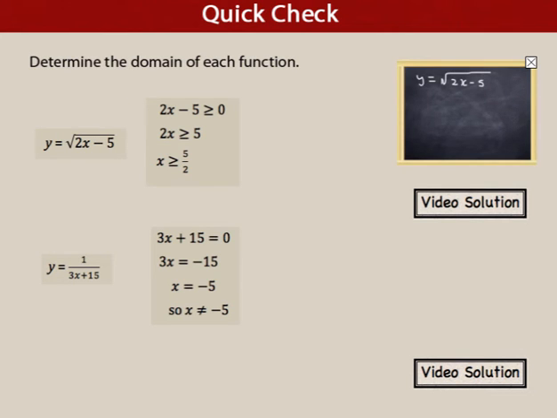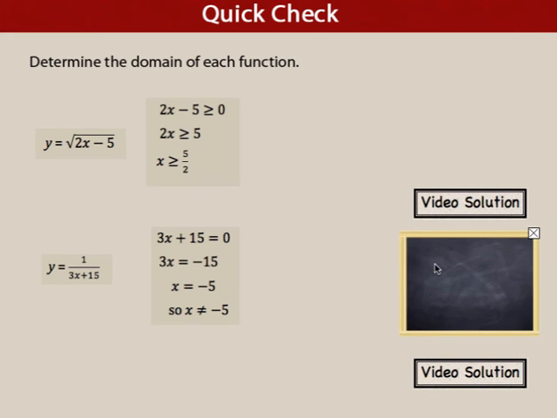Remember that whatever's underneath the radical sign there can't be negative. That means we have to set that 2x minus 5 must be greater or equal to 0. Now move the 5 on the other side, so I'll get 2x must be greater or equal to 5. And then just divide both sides by 2 to get that x has to be greater or equal to 5 halves.